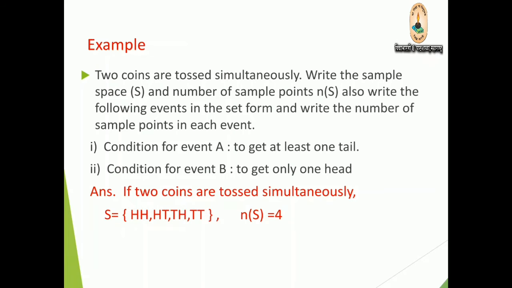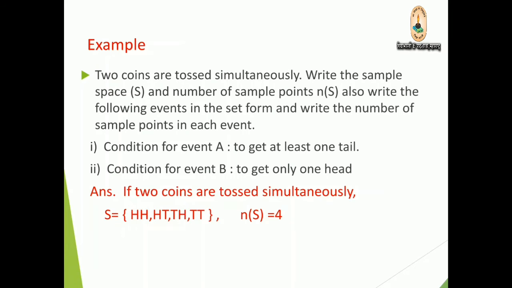Then the second example, two coins are tossed simultaneously. Write the sample space and number of sample points. Also write the following events in the set form and write number of sample points in each event. First, condition for event A is to get at least one tail. Second, condition for event B is to get only one head.